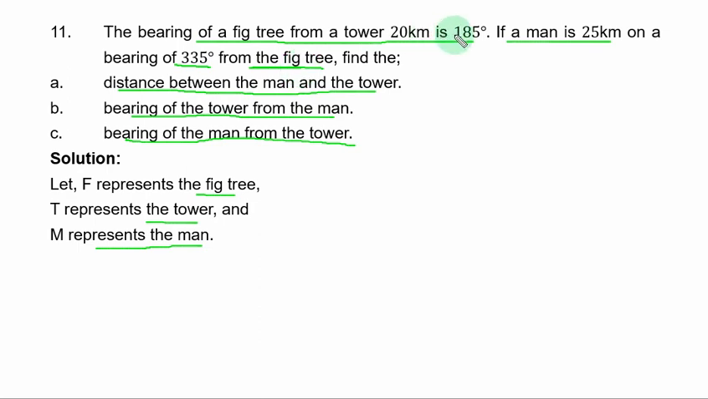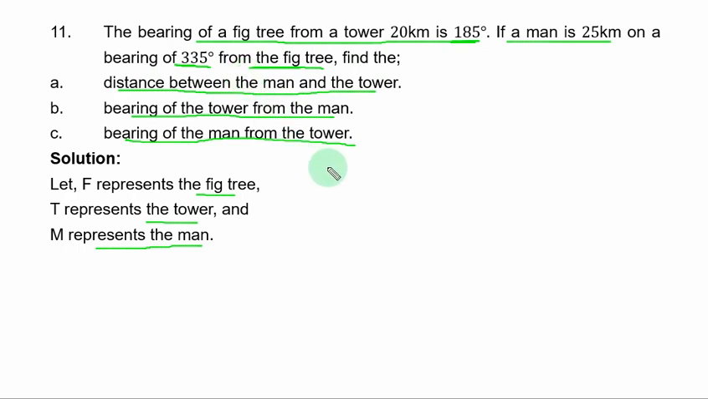We have to consider the given angles: 185 degrees, 335 degrees. This angle is 3 digits, and you must move from the north. If you move from the north, this angle will be located in the third quadrant in clockwise direction, while this angle is in the fourth quadrant in clockwise direction. Okay, so let's start from the other part, the man from the fig tree.